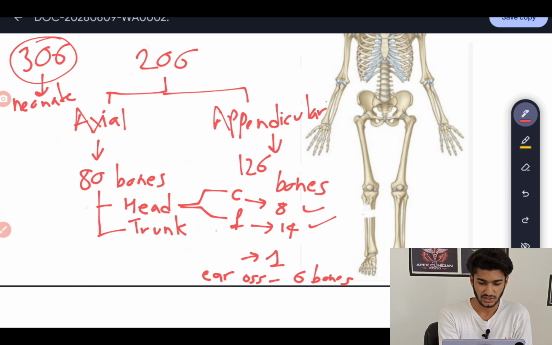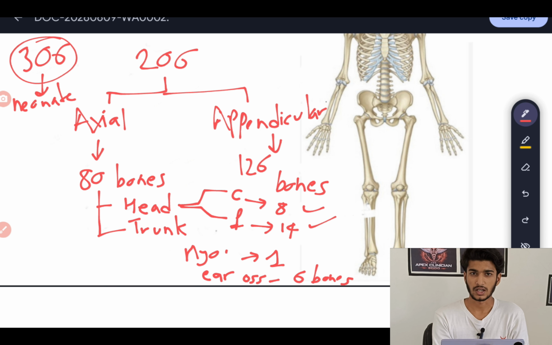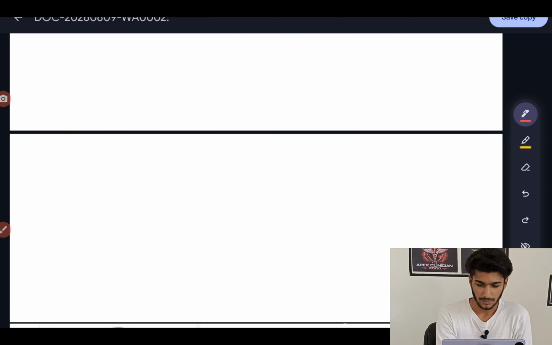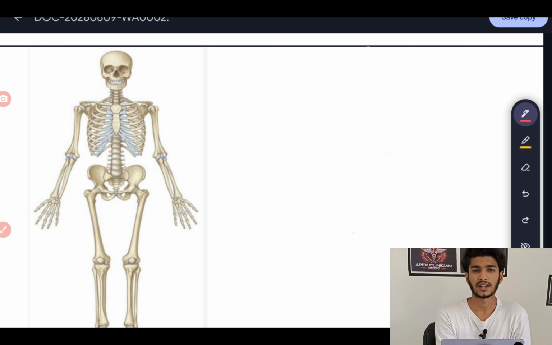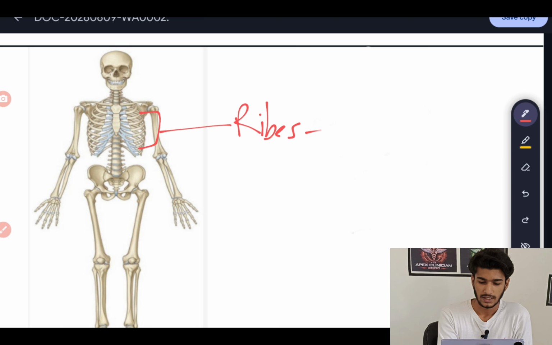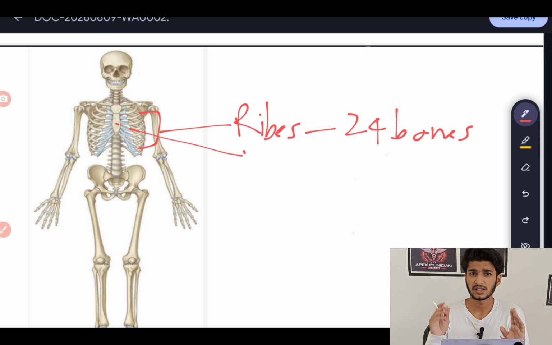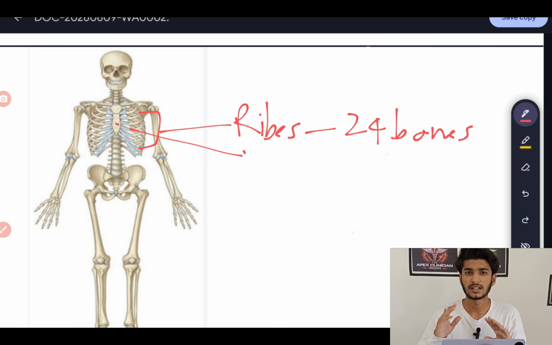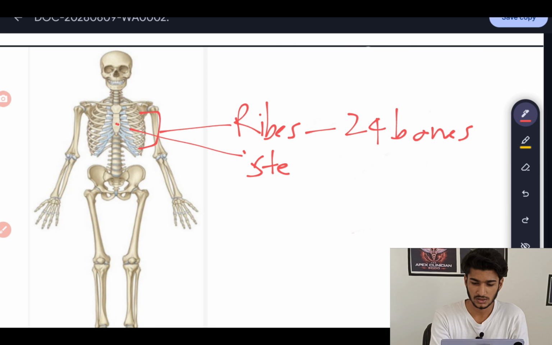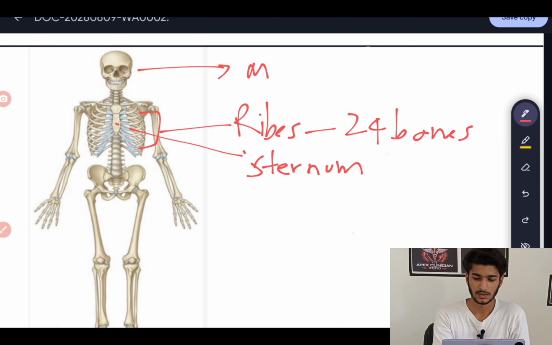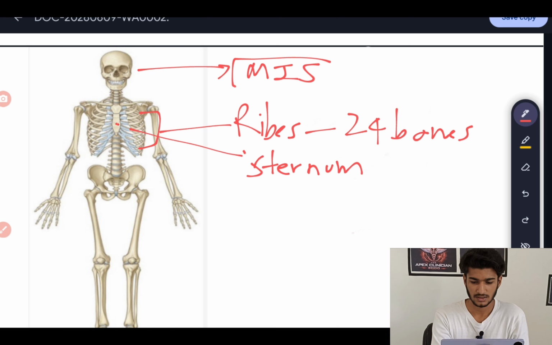Now the thoracic region, the thoracic cage, consists of ribs and sternum. The ribs consist of 24 bones. We can call it 12 pairs of bones as well. And the sternum consists of one bone. The three bones present in each ear, right and left, are the malleus, incus, and stapes. We can remember this with the mnemonic MIS: malleus, incus, stapes.